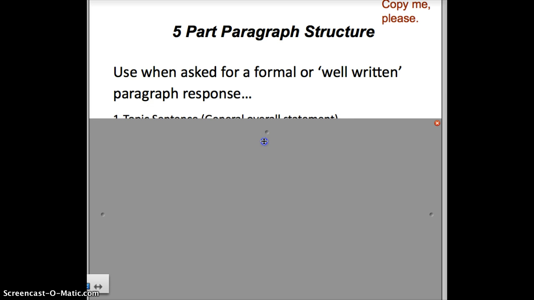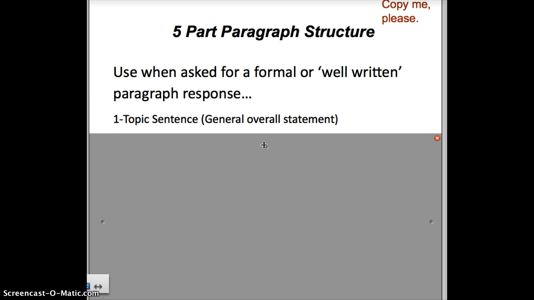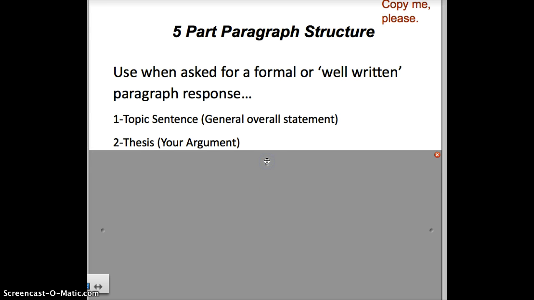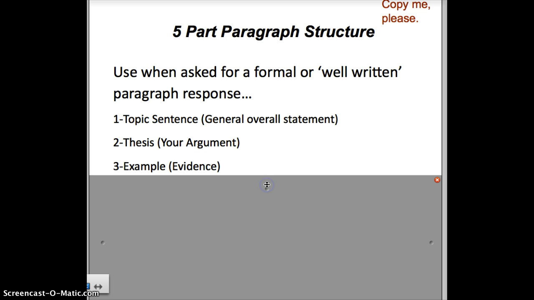The 5 parts start with the topic sentence. This is your general overall statement. Then it continues into your thesis. This is your argument. Just like in science class where you write a hypothesis, you are going to create a thesis that you have to then spend the rest of the paragraph proving. This is followed by an example.